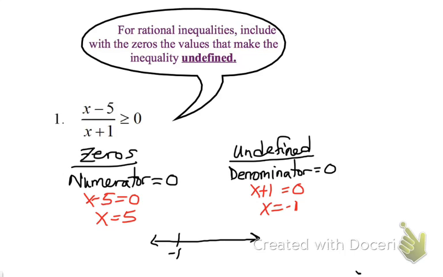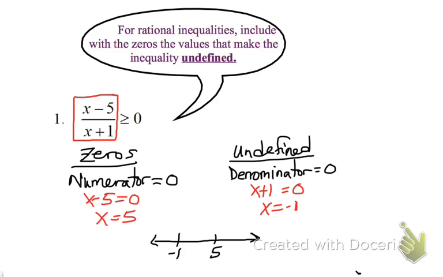Here's x equals negative 1, and here's x equals 5. And those values, one of them is a 0 and one of them is an undefined value in our original expression, are going to be potential locations for where the graph changes from being above the x-axis to being below the x-axis. Potential locations for where this expression is going to change from being positive to negative.